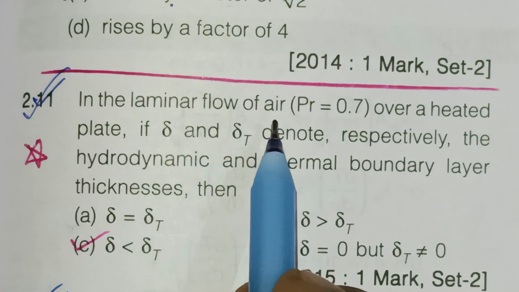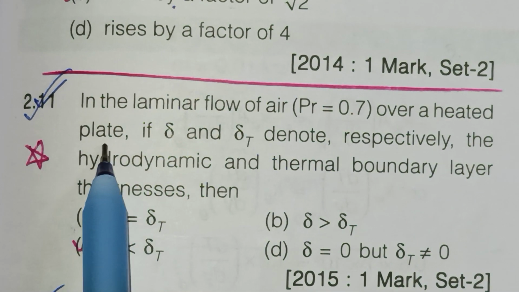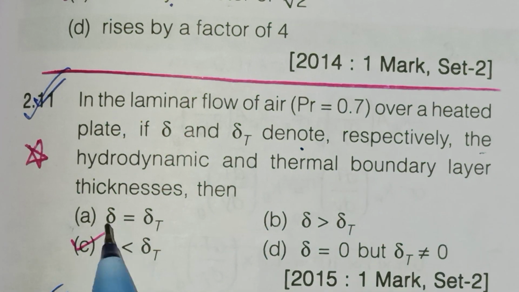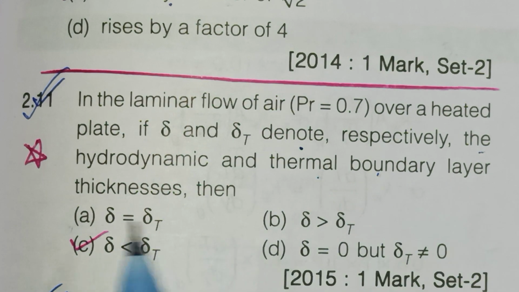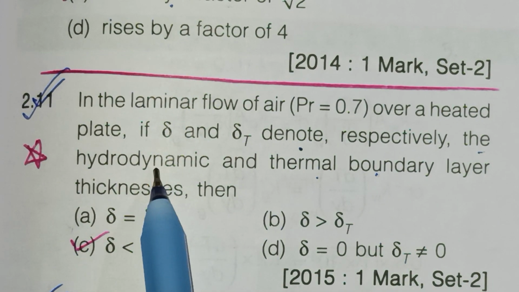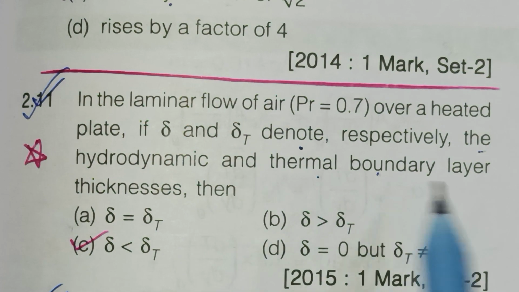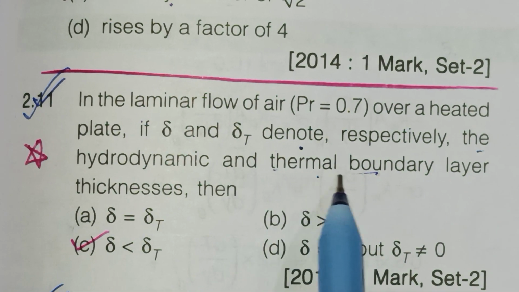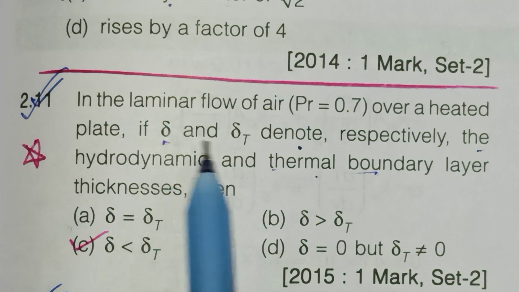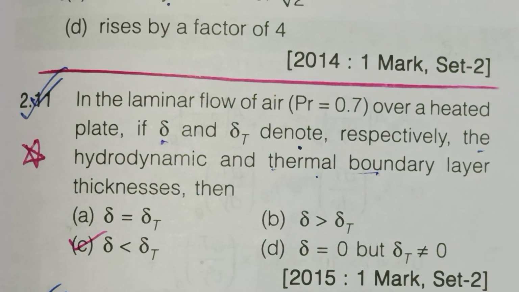In the laminar flow of air, Prandtl number that is equal to 0.7 over a heated plate. If delta and delta T denote respectively the hydrodynamic and thermal boundary layer thickness, then what is the relation between delta and delta T? Delta is hydraulic boundary layer thickness and delta T is thermal boundary layer thickness. You have to find out the relation between them. Okay, so first write down what is given in this question.